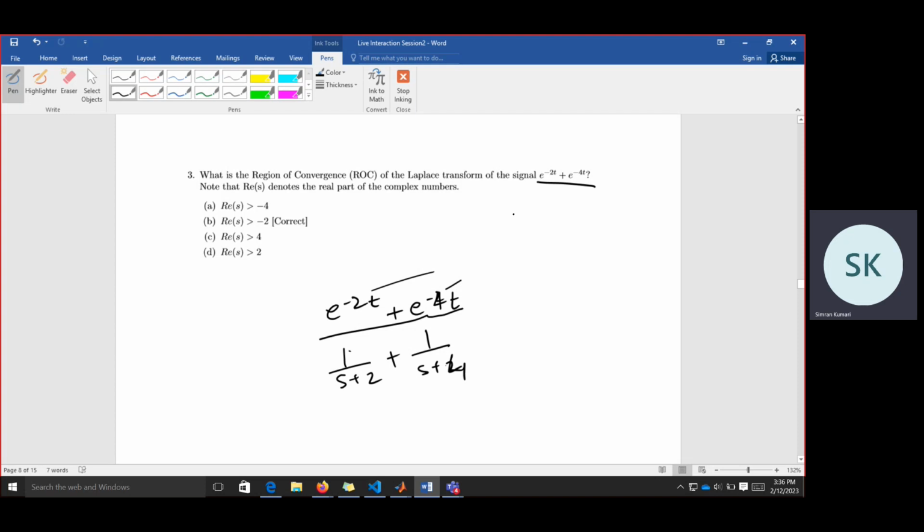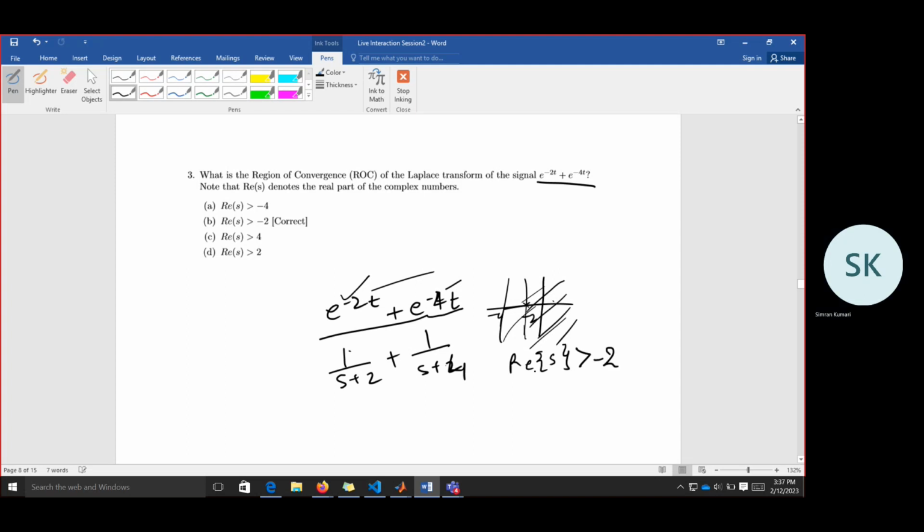Now we know that the signal is a causal signal, so it is a right-sided signal. For a right-sided signal, the ROC will be to the right of this. For this one also, it's -4, so it will be on the right side. The intersection of these two, the ROC will be on the right side of this axis, which is real part of s greater than -2. Is it fine?